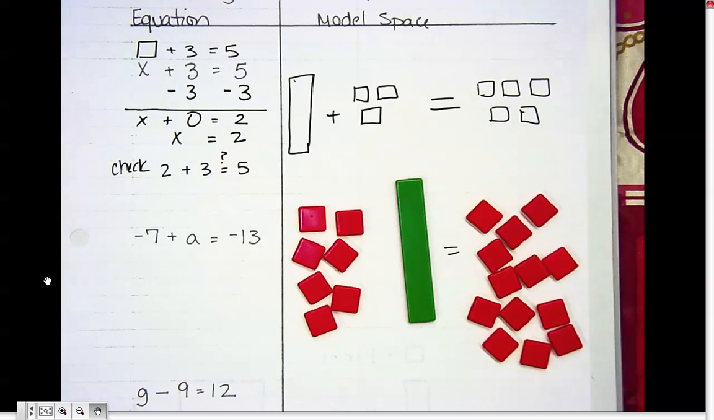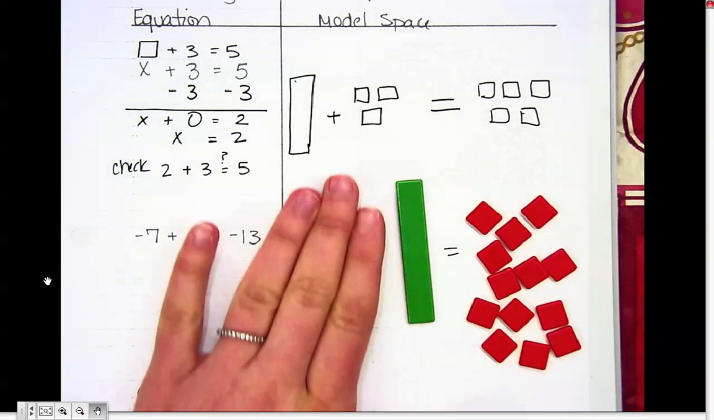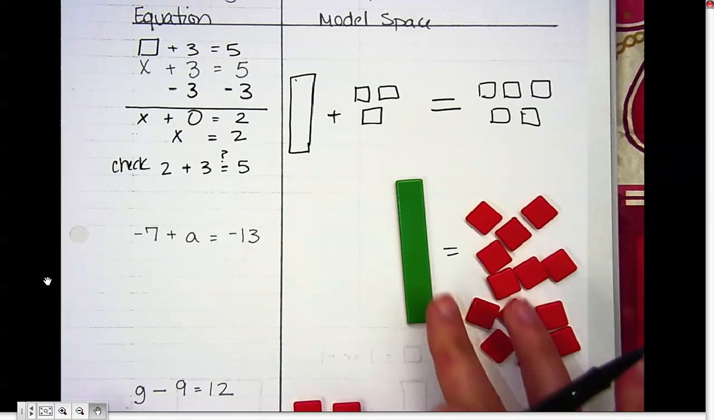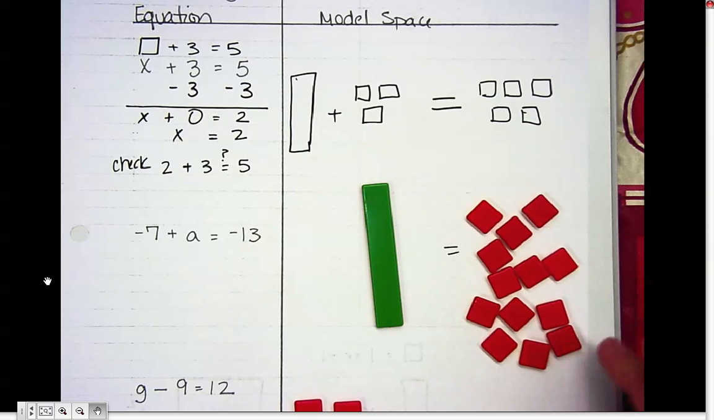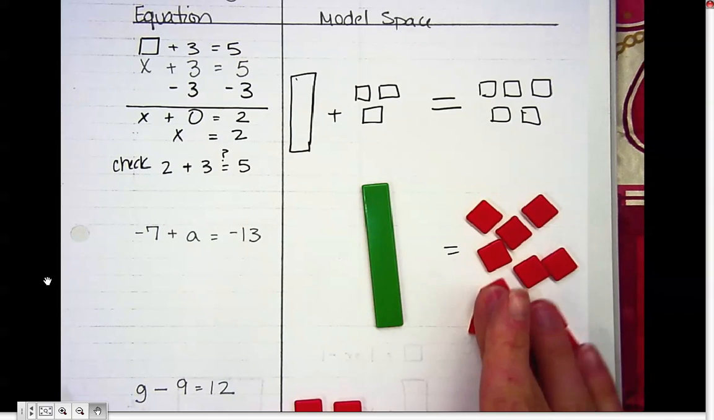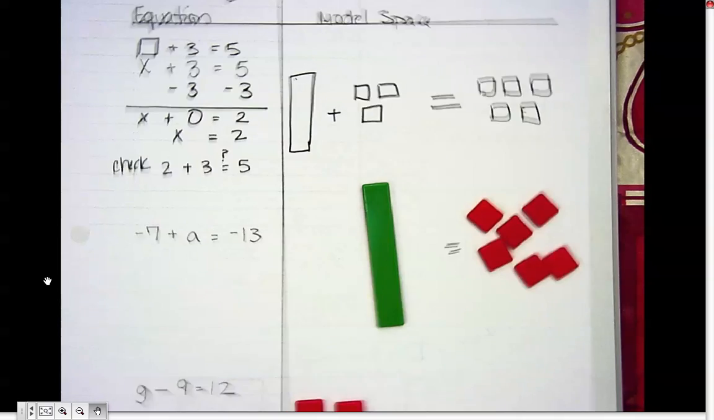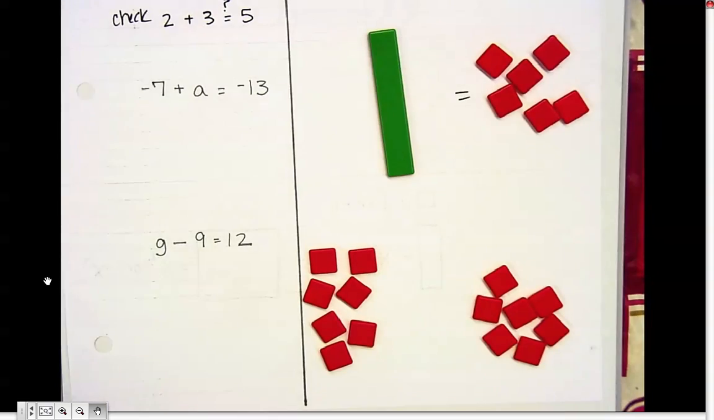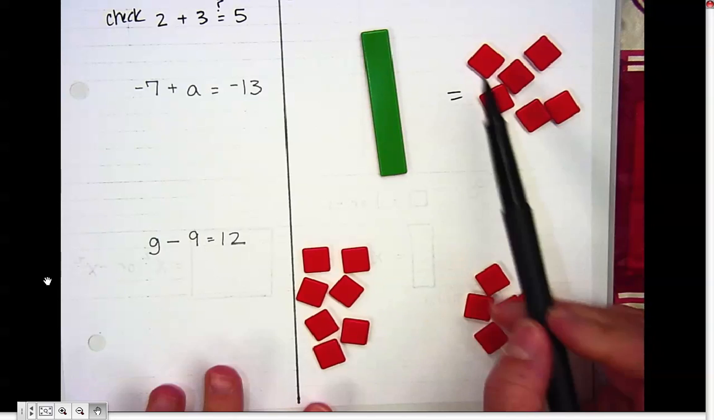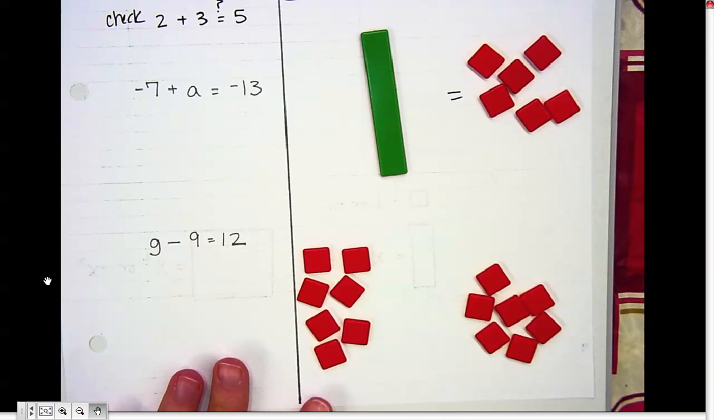Okay. So I need to have the same thing on both sides, and I need to isolate my variable. I need to get this piece by itself. I see that they're all the same color. That makes it so easy to do. So there's a couple things I could do. I have options. One option is I could take away 7 reds from this side. That gets me X by itself. And I could take away 7 reds on this side. So that's one option, is to take away the 7 reds. And then I see that my answer is going to be -6.